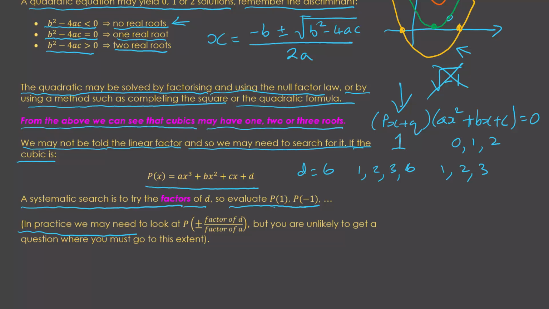In practice, we may need to look for plus or minus a factor of d divided by a factor of a, where a is this number at the front. But you are unlikely to get a question where you need to go to this extent, because if you get one of those, you're going to be searching for that linear factor for ages, and usually that's not the point of the question.